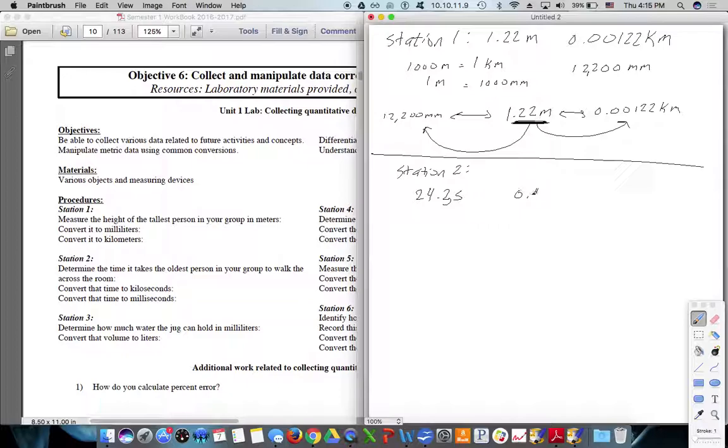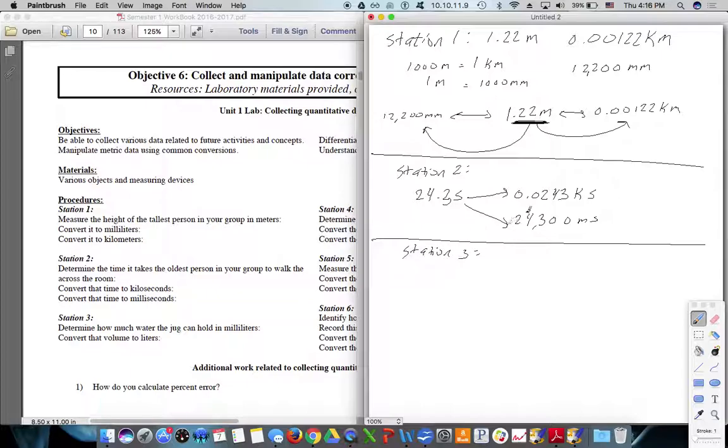It's going to be 0.0243 kiloseconds, or 24,300 milliseconds. Converting one direction to the larger unit and to the smaller unit. I'm going to show you this a different way on station 3.